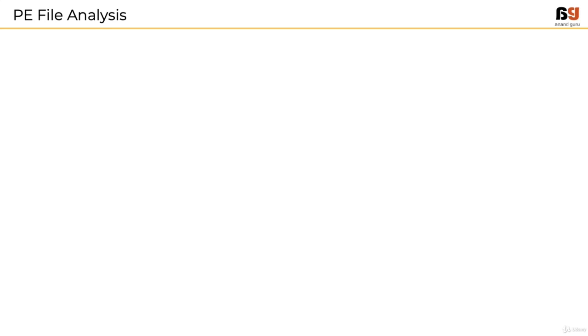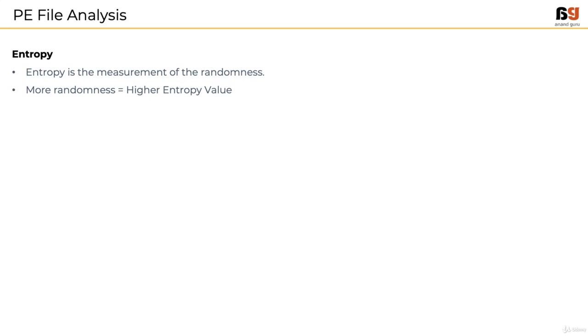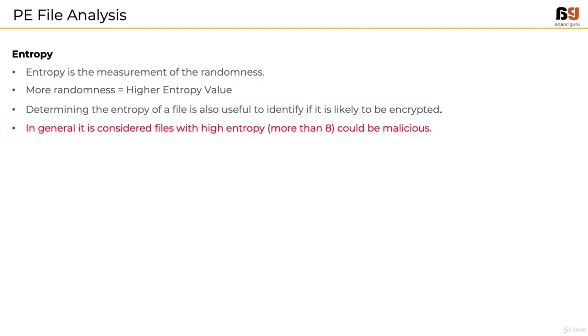We should also consider the entropy of the whole file and entropy of each section. Entropy is the measurement of randomness. More randomness means higher entropy value. If the entropy is high, then it could mean that the binary is encrypted, which is an obfuscation technique used by malware authors.